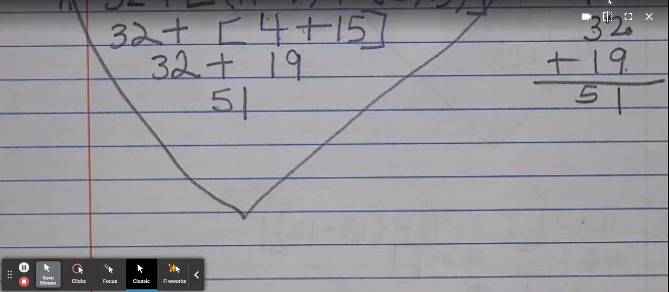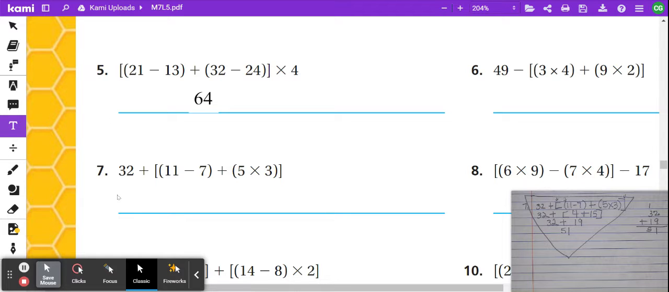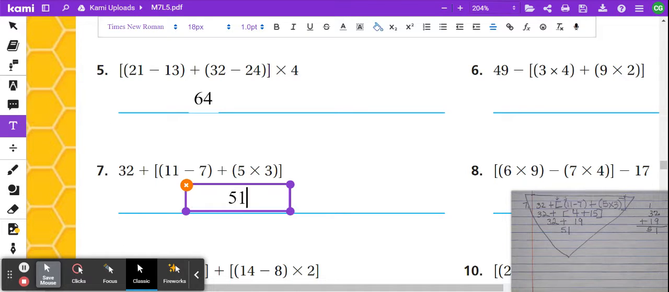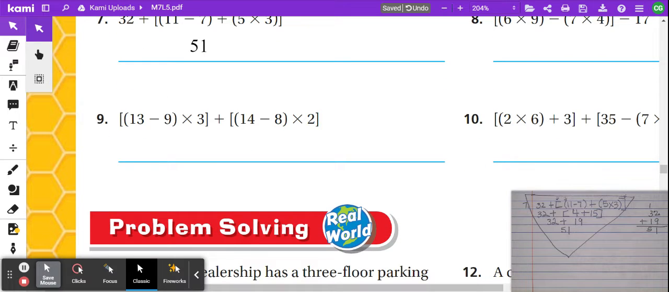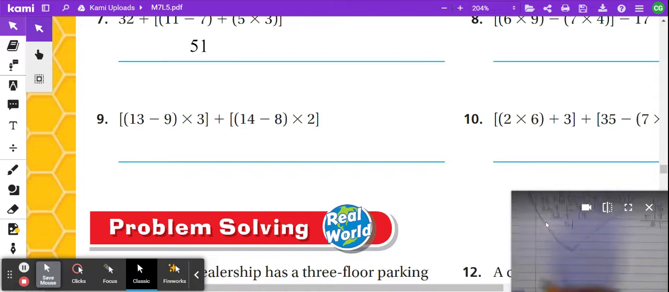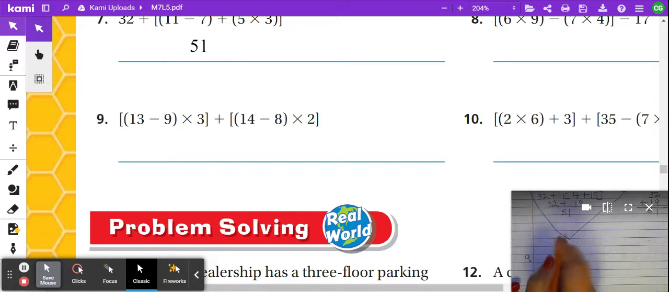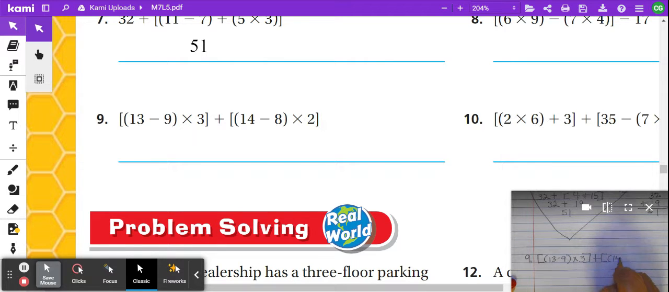All right, so let's come over here to my problem. And number 7 is going to be 51. Let's look at problem number 9 now. And there's 9. I'm going to go ahead and write that over here on my paper. 9, say it with me: bracket, parentheses, 13 minus 9, close parentheses, times 3, bracket, plus, bracket, parentheses, 14 minus 8, parentheses, times 2, bracket. All right, there's my problem.